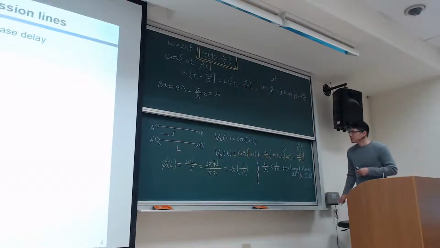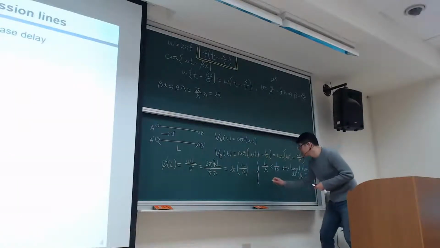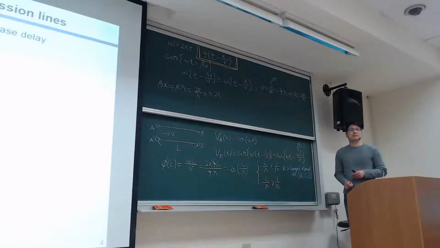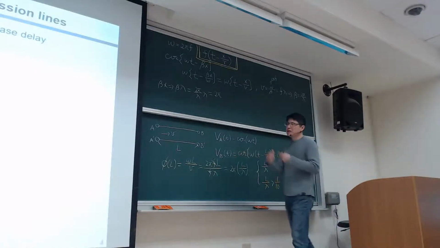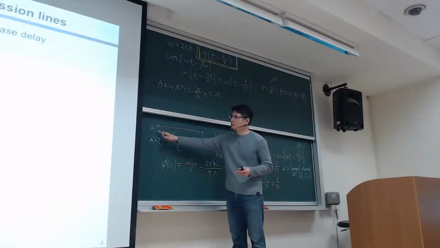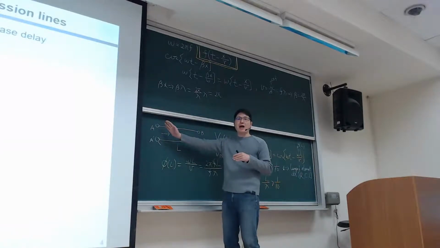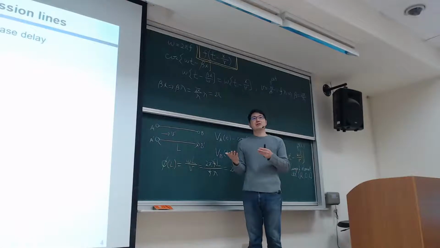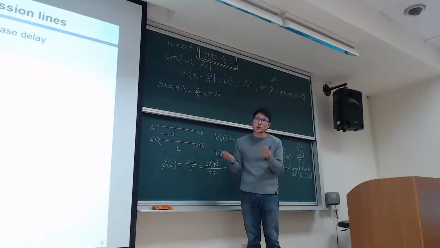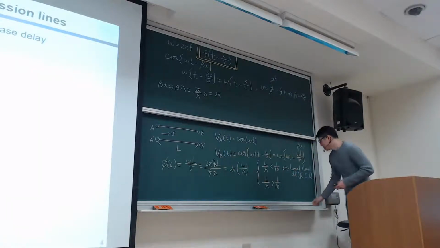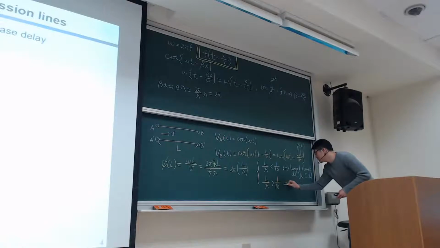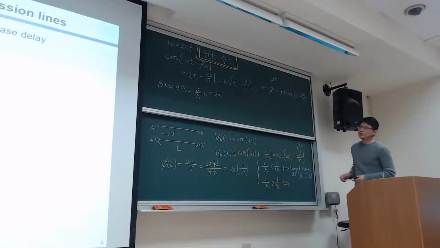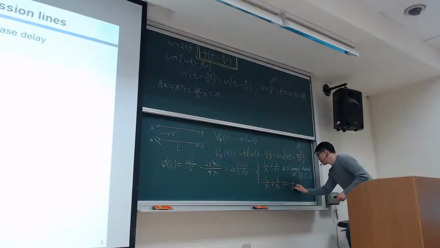Okay? But on the other hand, the second situation, L divided by lambda is greater than 1 over 10. Then you have to worry, because it might be the case that at a certain time you're sending in the maximum voltage, but after propagation, the phase accumulation is like pi over 2 or pi. It's negative, right? So you have a huge difference. So in this case, you need to view these two wires as transmission lines.